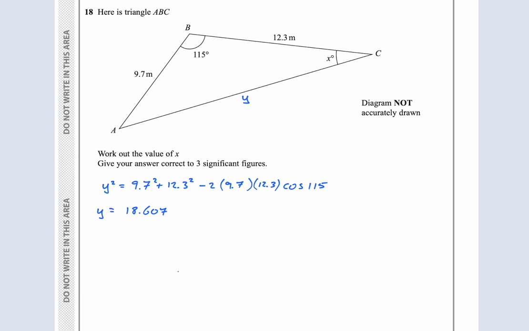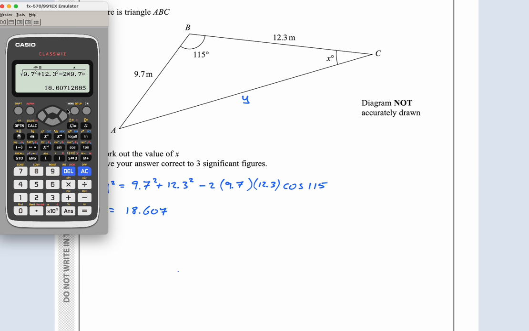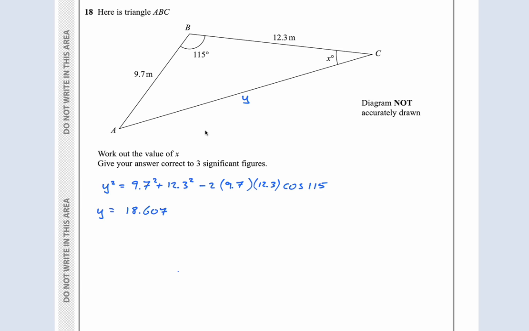18.607. Now I do look to see, guys, does that make sense in context? And I would recheck my answer as well, guys. Yeah, it should be bigger than both of these, so I think that probably is correct. Okay, now that I've got that, I can use the sine rule.